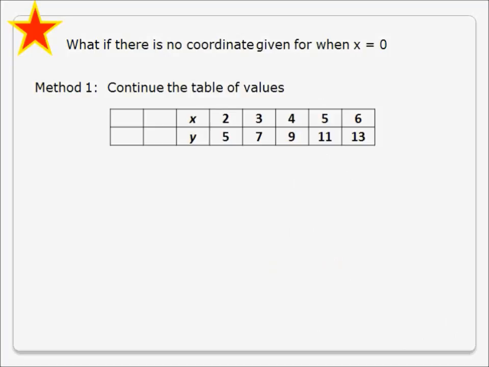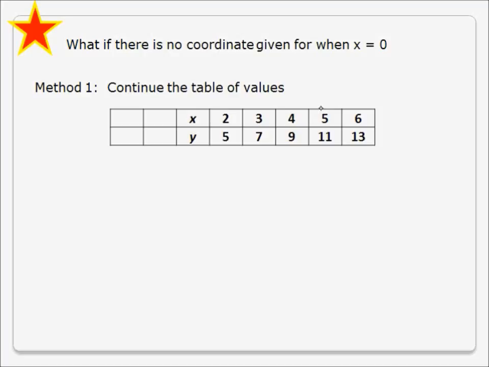Well, what about if there's no coordinate given for when x equals 0? What we had before was we could easily identify the constant term because we looked across the top and found when x equals 0, the number pops out. In this set of results here, there is no x equals 0. But what we can do is we can work our way backwards.